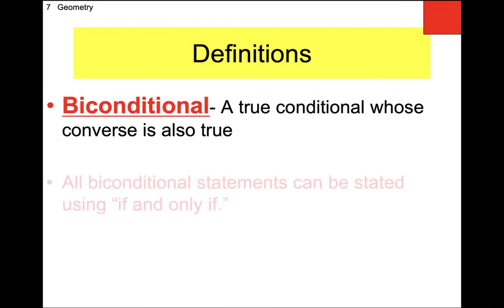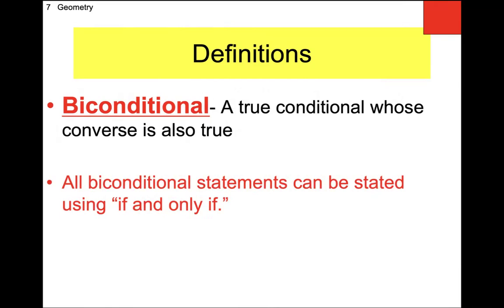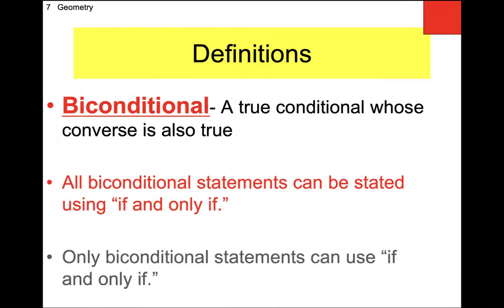Okay, great. It's biconditional. So what? If it's biconditional, by tradition in geometry or math in general, we use the magic words "if and only if" in the statement. So the only time you will ever see the words "if and only if" is for biconditional statements. Those are statements where both the conditional and the converse have been shown to be true, right? And it's only biconditionals that use the words "if and only if."